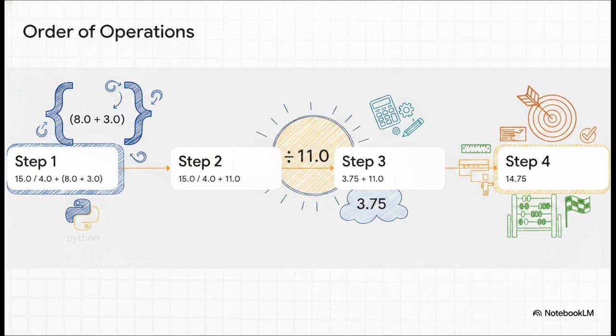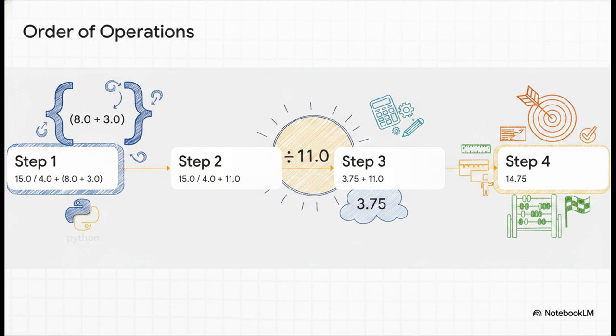Let's actually see how this builds up step by step when we combine operators into an expression. It's literally just like the algebra you learned in school. Python follows a super strict order of operations. In step 1, Python looks at the expression and attacks the parentheses first, 8.0 plus 3.0. That brings us right to step 2, where the parentheses have become 11.0.